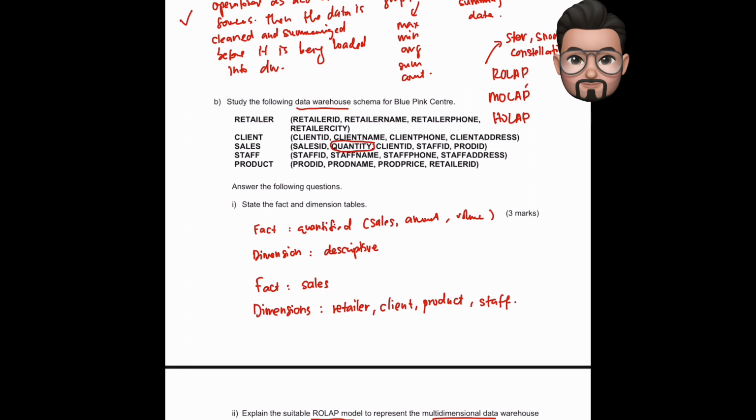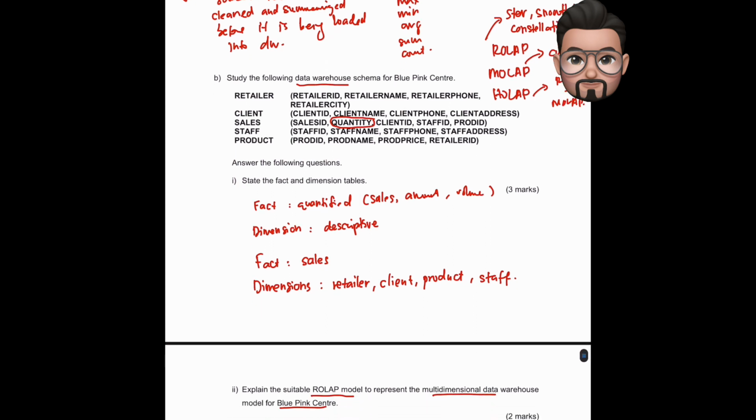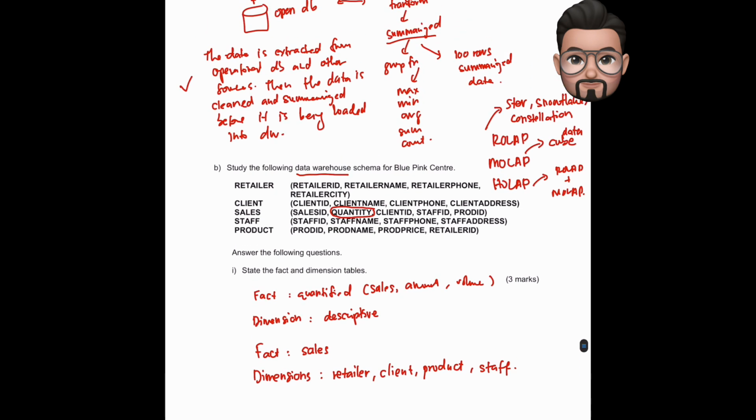How about the MOLAP, multidimensional OLAP? We represent data in terms of cube, data cube. How about HOLAP? This is a combination of ROLAP plus MOLAP. Okay, so now the question asks you about the suitable ROLAP model. The ROLAP models that we have are only star, snowflake, or constellation. So which one? Please draft the ERD over here so that you will see. Like I said, ROLAP looks like ERD, but it is not ERD. So you can draft the ROLAP model over here.